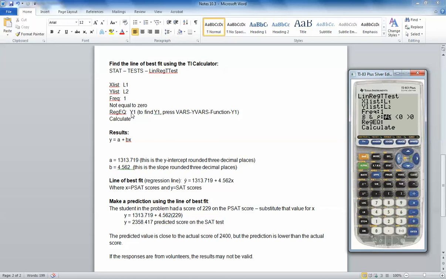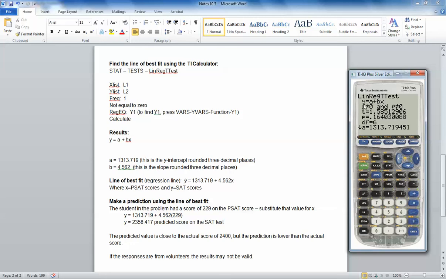So regression equation, to get Y1, you press the variables key, arrow over to Y variables, function, and then Y1, and it will print Y1. And when we calculate it, it'll actually store your equation in Y1. Okay, so we hit enter to calculate.